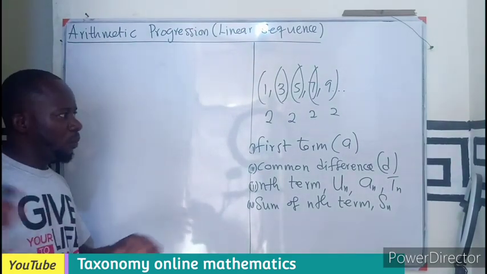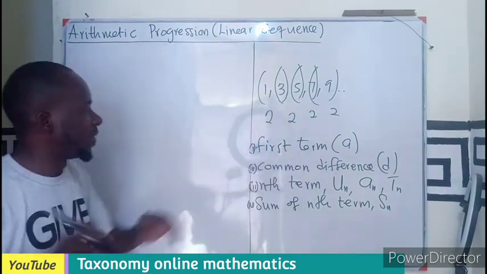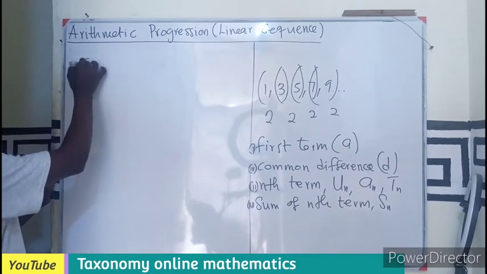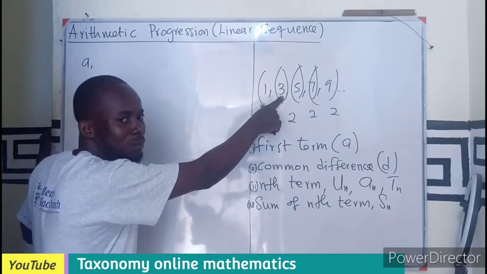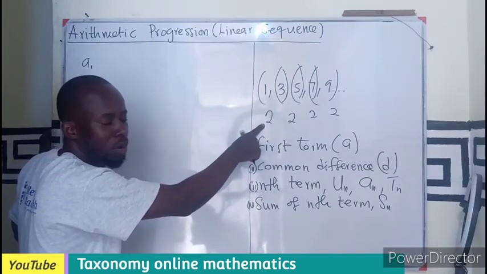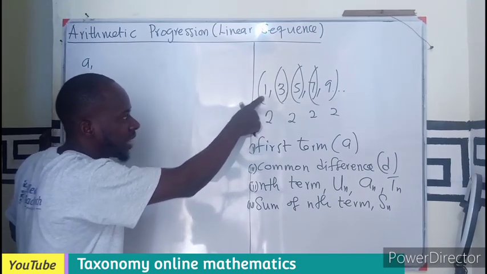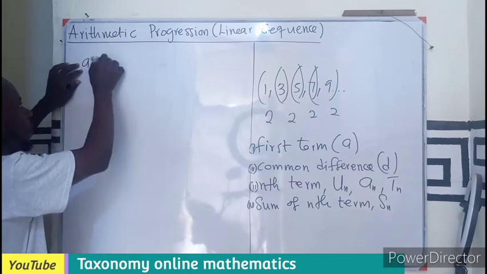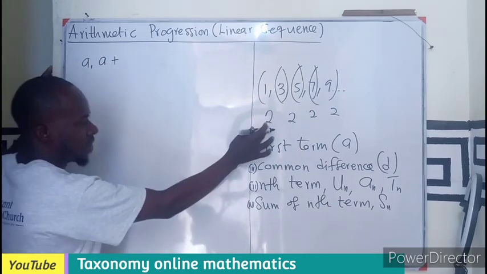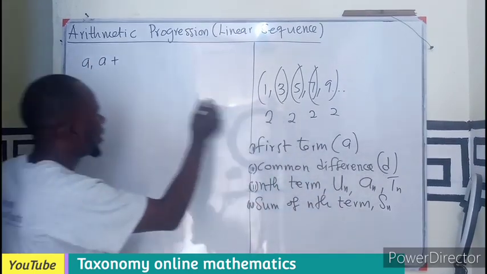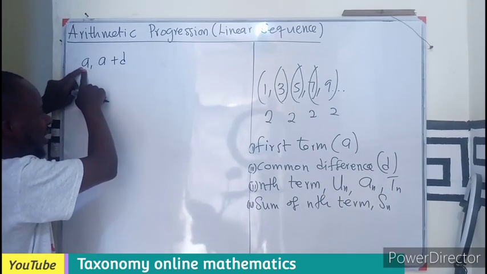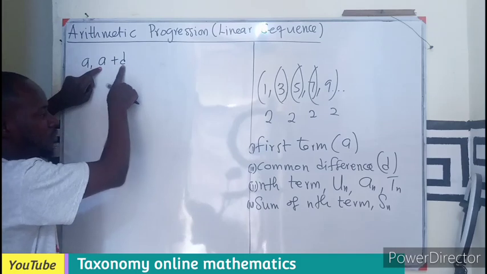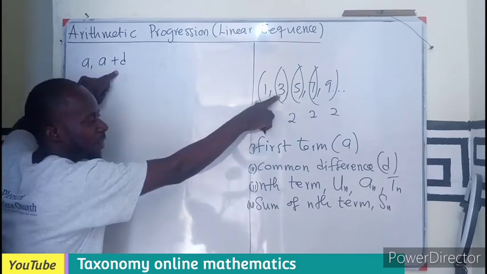So let's see. We already know the first term of this sequence could be what? A. If I want to find the second term, we are saying that we add the common difference to the first term. So the first term plus the common difference, which we are using D to indicate. Don't forget, first term is 1. So 1 plus common difference, which is 2, will give us 3.